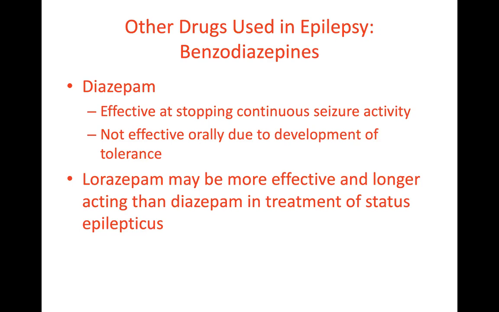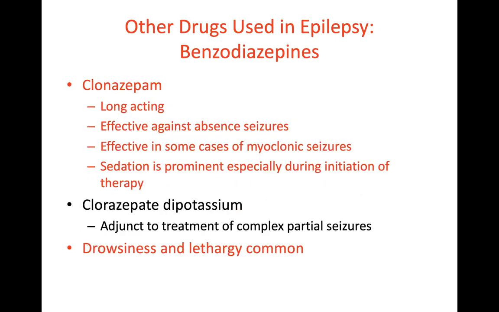Lorazepam actually can be more effective. One of the things that we see is that it is longer acting than diazepam. Specifically, it is pretty good for use in status epilepticus. And what we see with status epilepticus, as I talked to you about, is these can be life-threatening seizures. Another drug used is Klonopin, clonazepam. It's longer acting. It's used for different types of seizures.